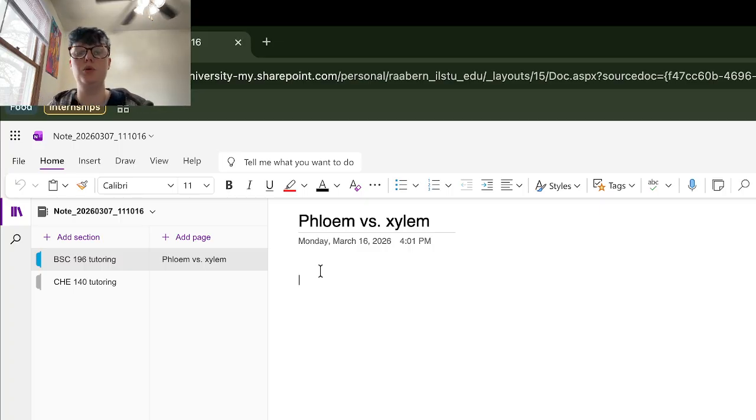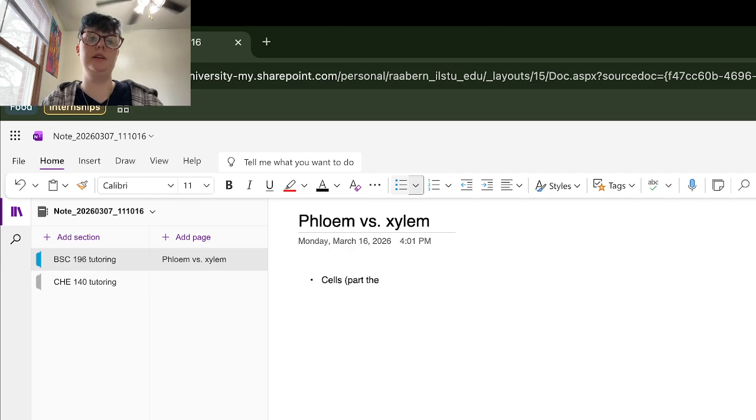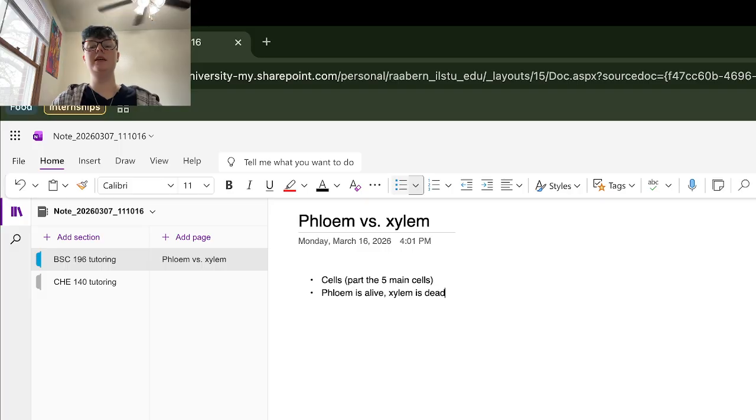So the first important part of phloem and xylem is knowing that both are cells. These are actually a part of the 5 main cells that you guys will need to know for your exam, so just add that there. However, they do differ a little bit because phloem is alive. Xylem, however, is dead.